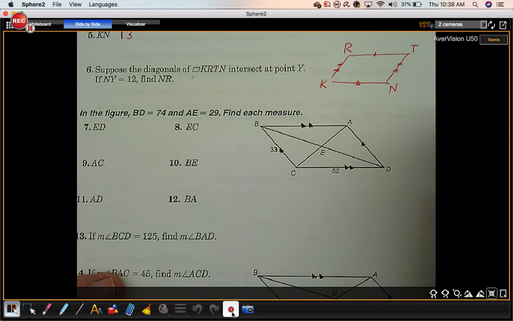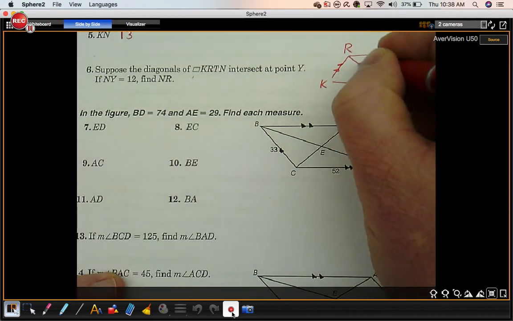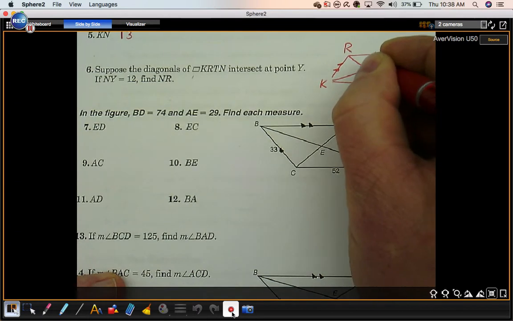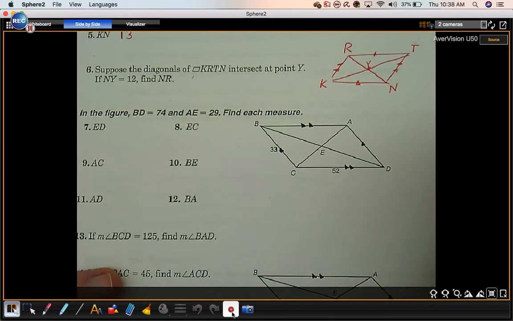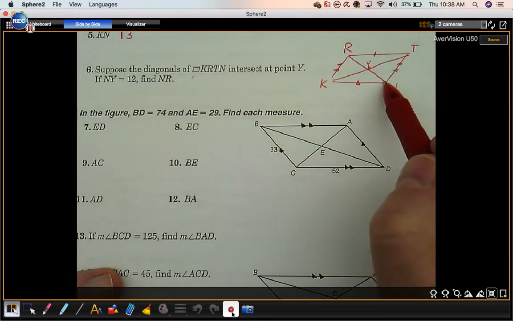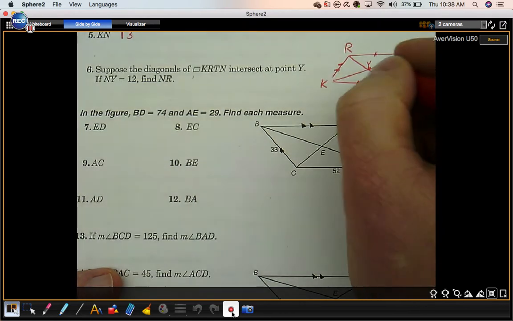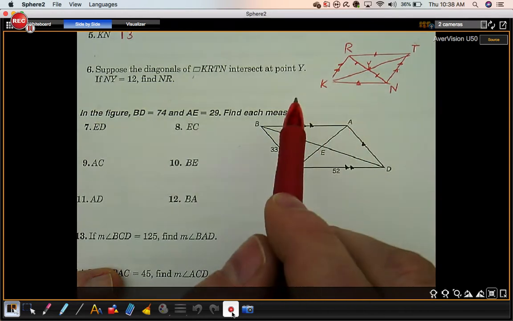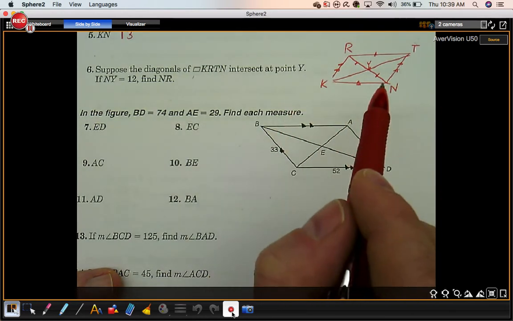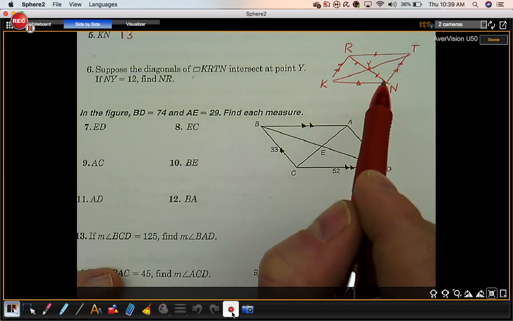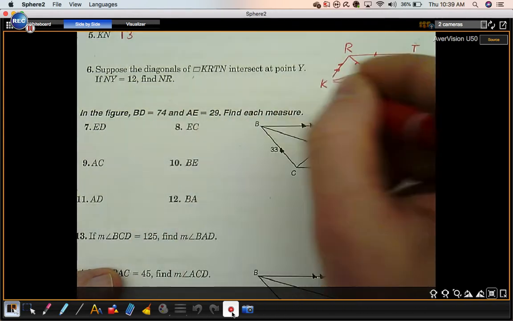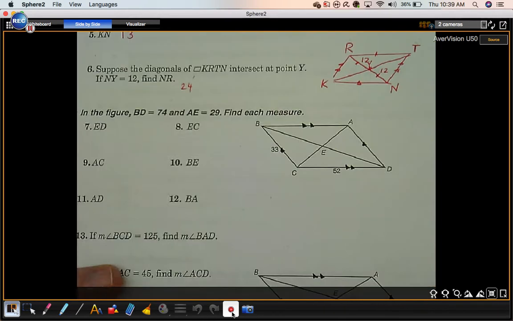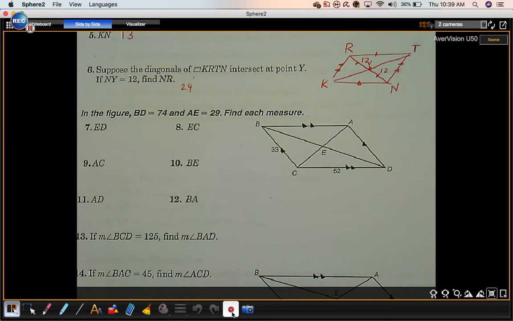There's your parallelogram. The diagonals intersect at point Y. They're telling you N to Y is 12. So we know R to Y is 12. So if both of these are 12, how far is it from N to R? It would be 24. You just add those together.